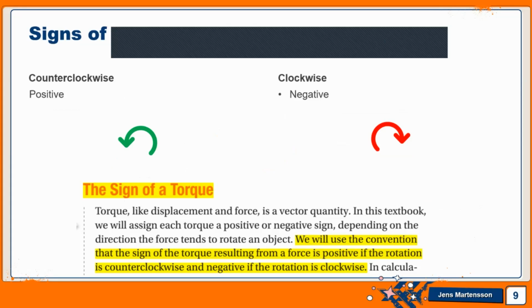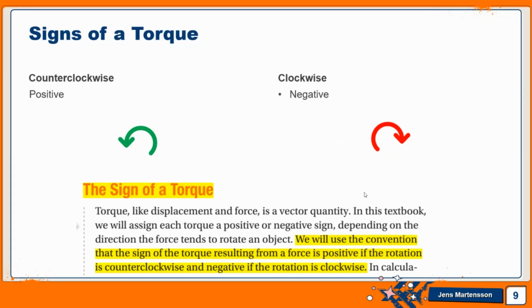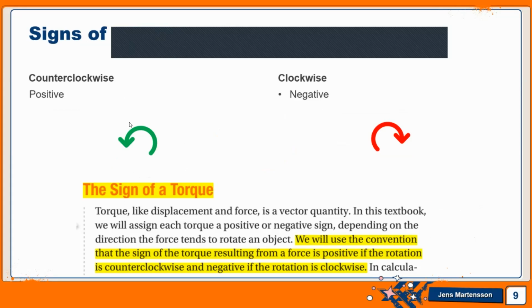If the rotation produced by the torque is counterclockwise, that means that it goes against the clock, it's going to be positive. But if it goes with the clock, in the same direction as the clock, then it's going to be known as a negative sign of torque because it goes clockwise. Now, we will use the convention that the sign of torque resulting from a force is positive if the rotation is counterclockwise and negative if it's clockwise.